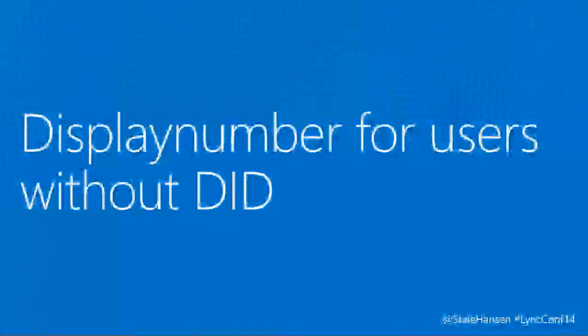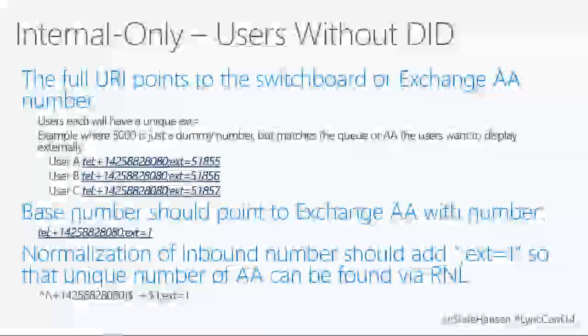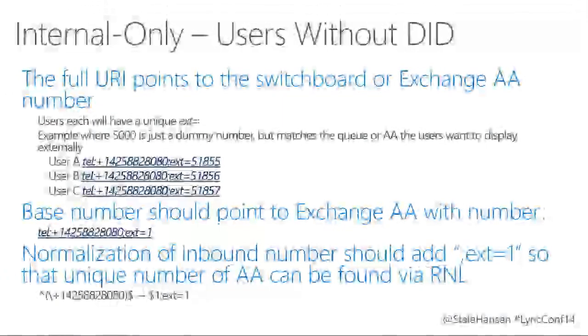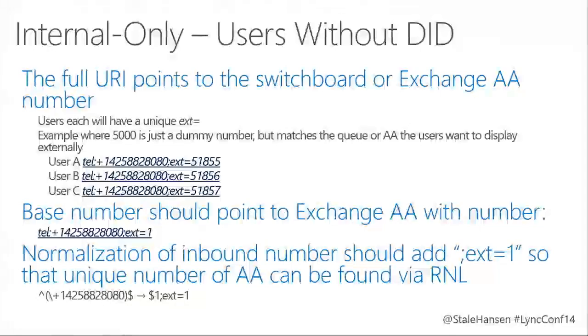So display numbers for users without the ID, or users that want to show the same number when dialing out because they're part of a call center or a switchboard or any queue or response group for that matter. This is from last year's session as well, where you have, in this example, an Exchange auto attendant, which is what you want users to reach when dialing back in. So these users need to show the same number when dialing out.